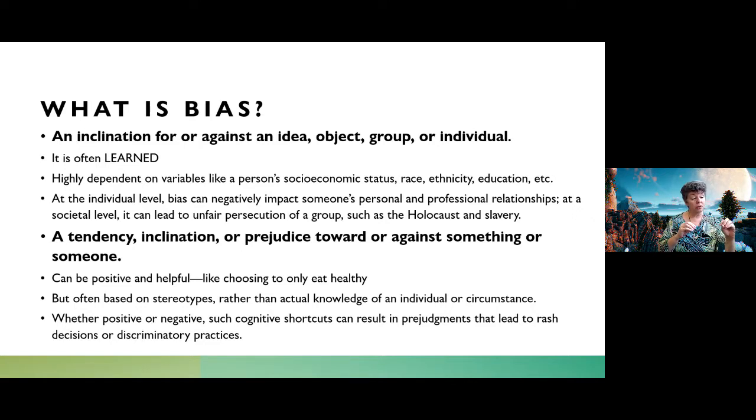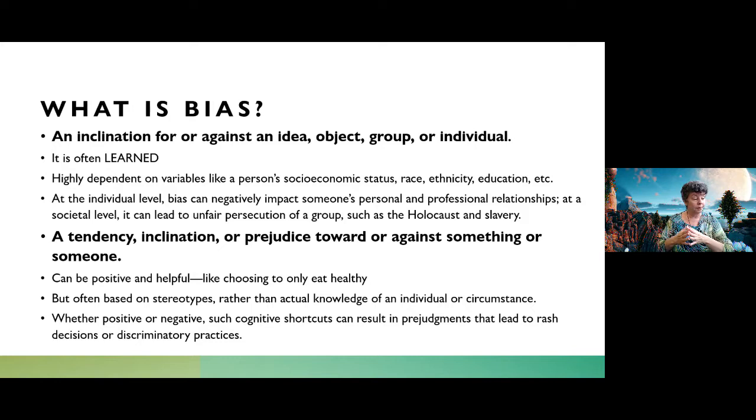Another definition is a tendency, inclination, or prejudice toward or against something or someone. Notice you can have a bias for things as well as a bias against things. Biases can be positive. Okay, I'm biased against fatty fried foods and I'm biased towards healthy foods. I wish I were. I'm personally not. I love the fatty foods. But you can have a bias towards a positive thing. You can be biased towards getting regular exercise.